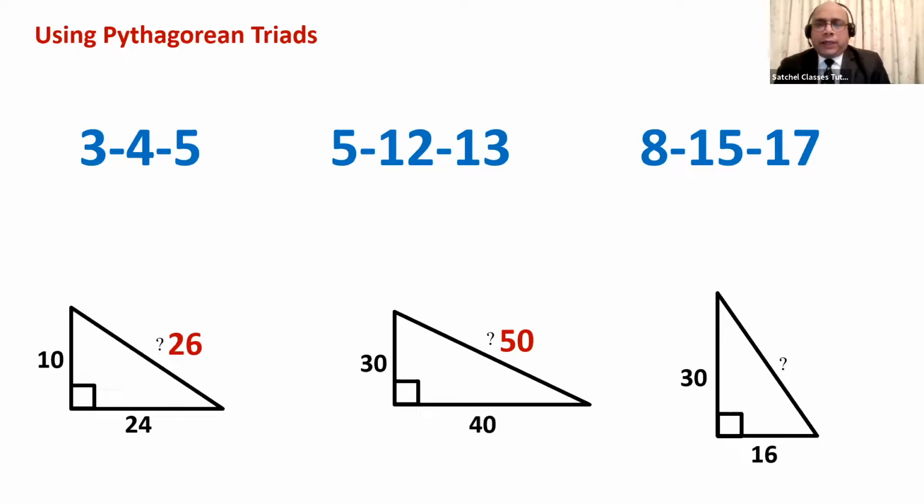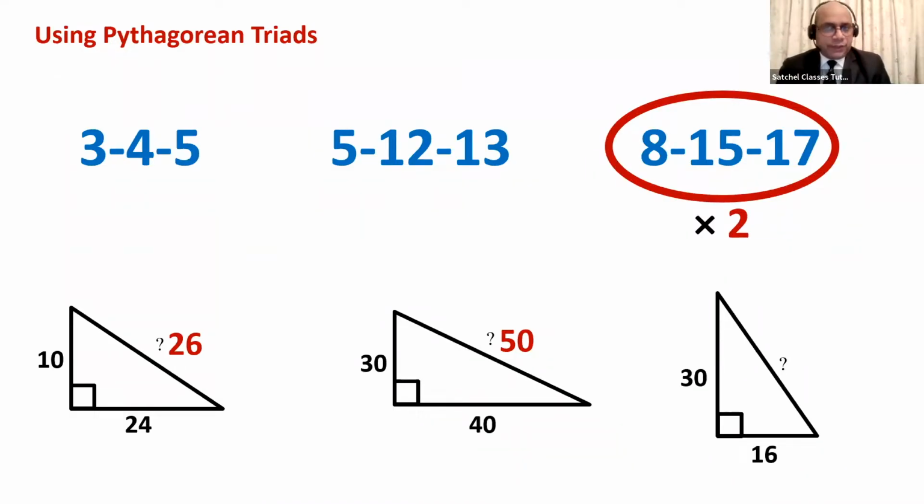Right? Finally, let's come to the last triangle. One of the sides is 30, the other side is 16, and a little thought will tell you that we need to link it to the last triad, 8, 15, 17. Because if I multiply each value of the triad by 2, I will get 8 times 2, which is 16, and 15 times 2, which is 30, which are the two sides of the triangle which is shown here. And hence, the hypotenuse has to be 17 times 2, which is 34. See how easily we can find the missing side of any right angle triangle using this technique of Pythagorean triads.